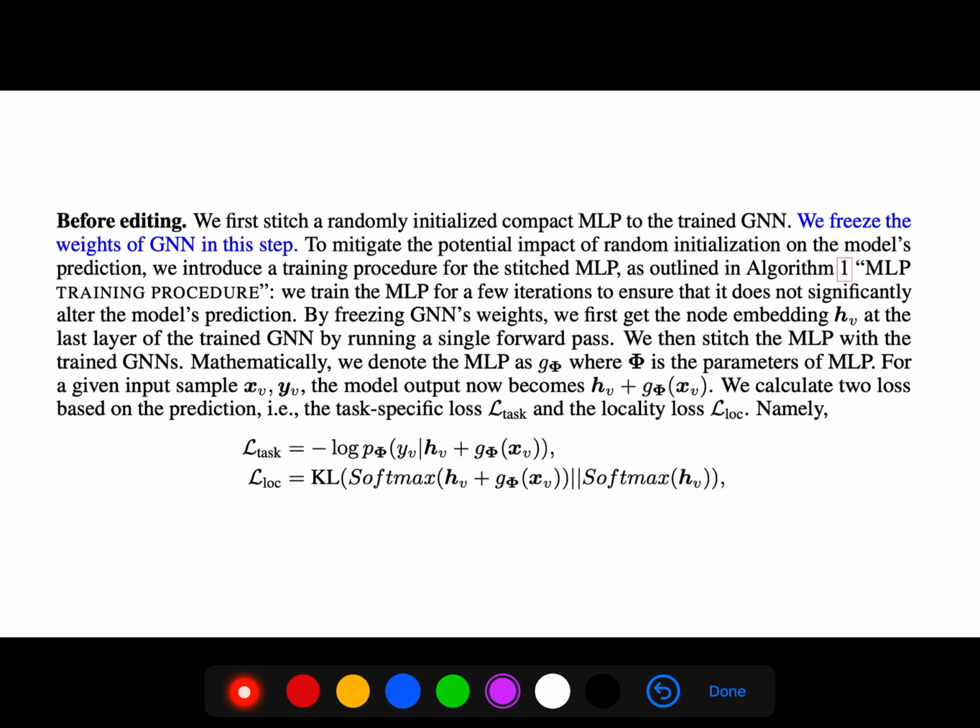So before editing, just to quickly review it again, we first stitch a randomly initialized compact MLP to the trained GNN. We then stitch the MLP with the trained GNN. So we denote this MLP by this G5. So we calculate the true loss based on the prediction, the task-specific loss, and the locality loss.